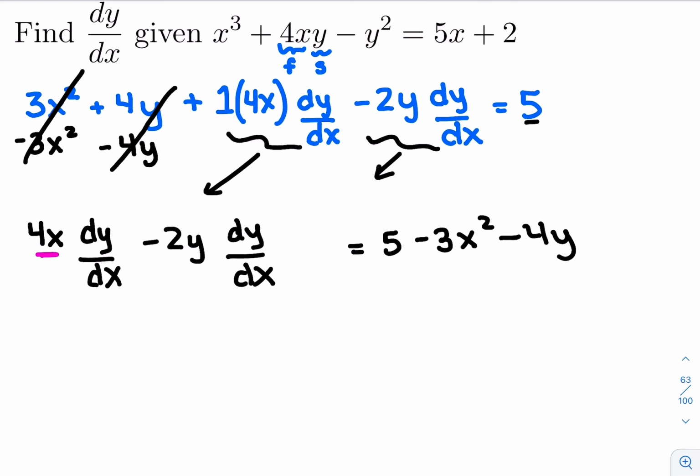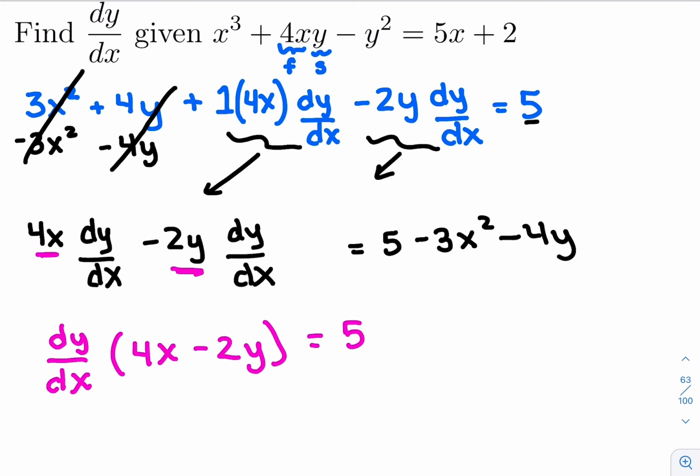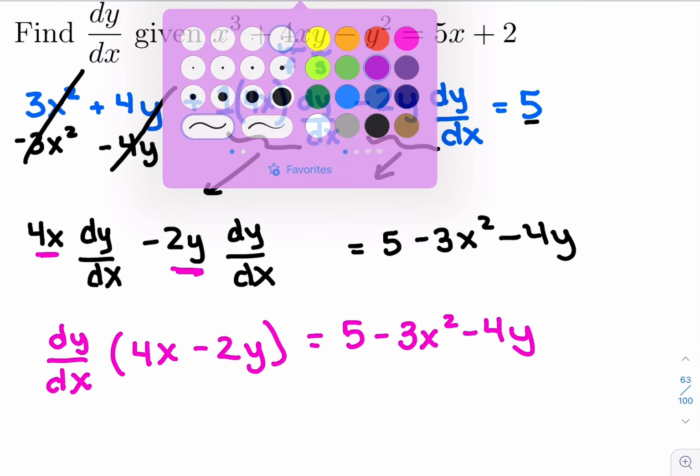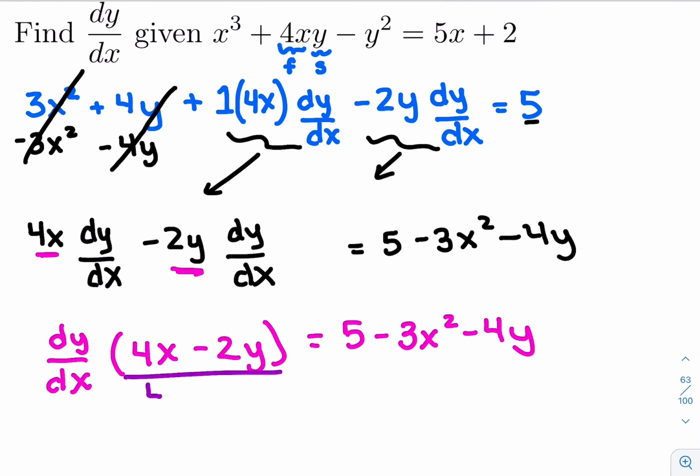Now we're going to factor out dy/dx and say what it's multiplied by. So dy/dx is multiplied by 4x in the first term and a minus 2y in the second term. And then on the right side, we still keep 5 minus 3x squared minus 4y. Our last step to getting dy/dx by itself is to divide by this coefficient. Divide by 4x minus 2y.